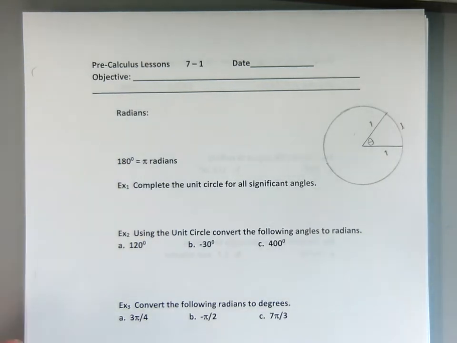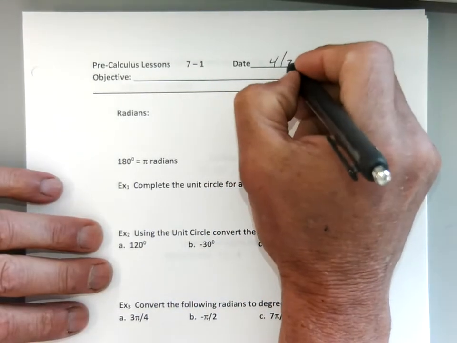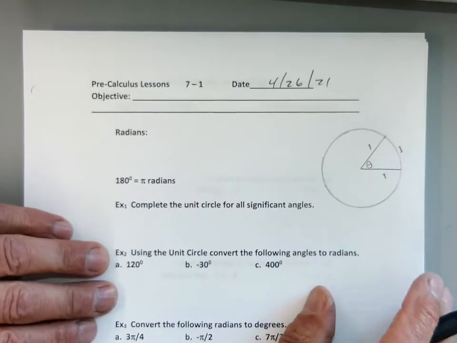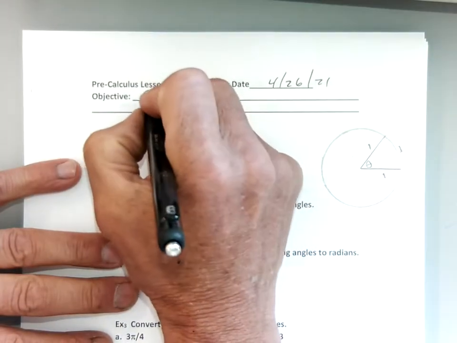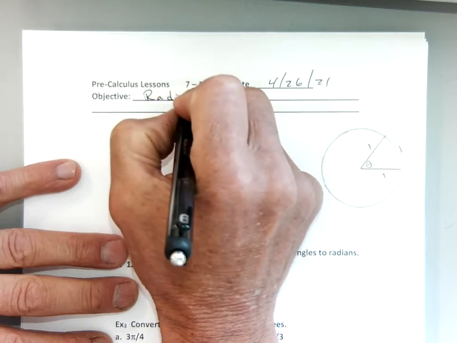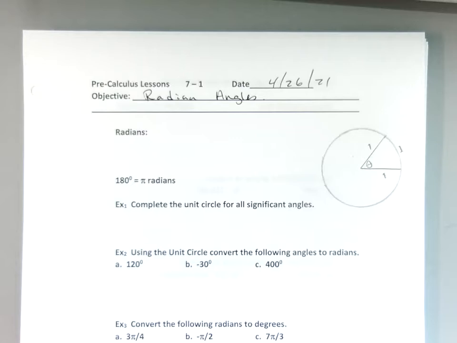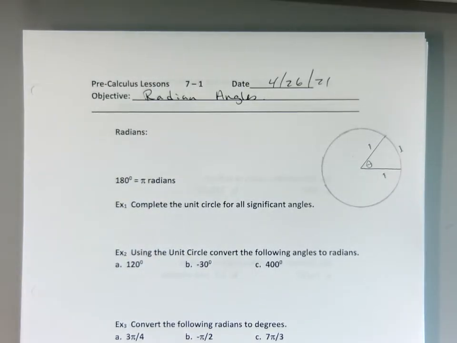Okay, so let's first of all talk about this. Today's date, 4/26/21, right? Objective is really radian angles. Okay, so radians are an angle. We have two ways to describe angles, right? We have degrees and we have radians.